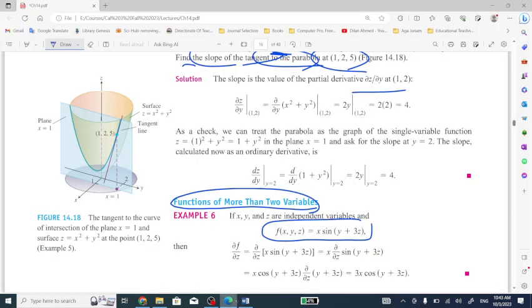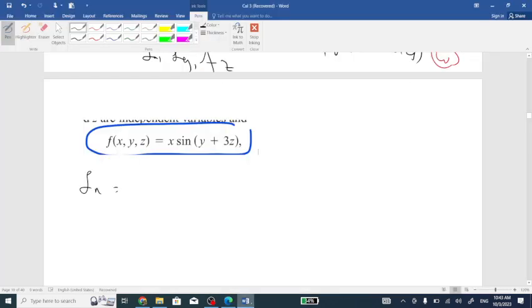fx: as we say, x is the variable, so the derivative with respect to x is equal to 1. Sine of y plus 3z is a number. W is implicit. Am I right? You got my point. Good.